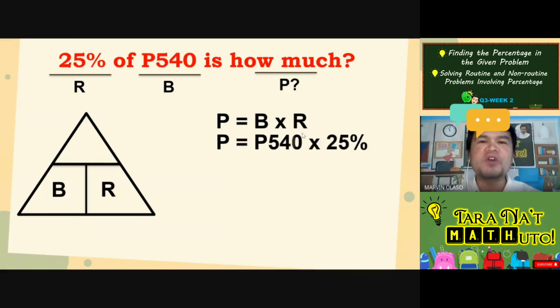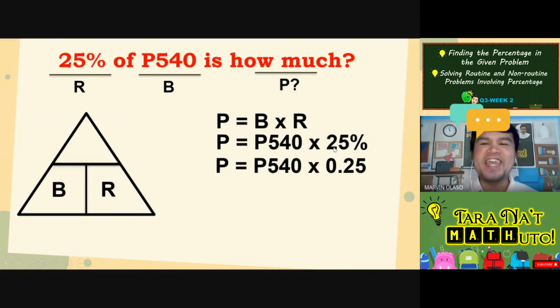Let us substitute now the value of B, 540 pesos, times the value of R or the rate, 25%. To continue, let us change percent to decimal form. We all know that 25% is equal to 0.25 or 25 hundredths. Okay, now let us multiply 540 times 0.25 or 25 hundredths. Again, let us ignore the decimal point muna. We are just like multiplying 540 times 25.